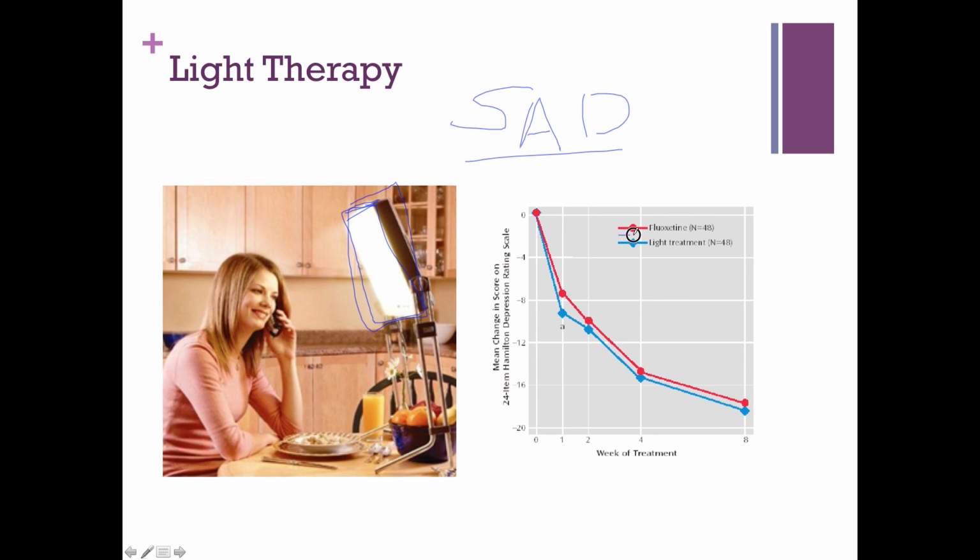Here's a study where they gave half of the patients their Prozac, so they gave them fluoxetine, or they sent them home with a light box. Now when you look at their mean change, these lines are essentially on top of each other. So let that be the final point of my lecture. There are so many different ways that we can treat depression. We have our SSRIs as first choice, SNRIs, tricyclics, MAOIs, atypical drugs, invasive drugs and surgeries. And guess what works just as well as fluoxetine or your Prozac? It's sitting in front of a light box every day.